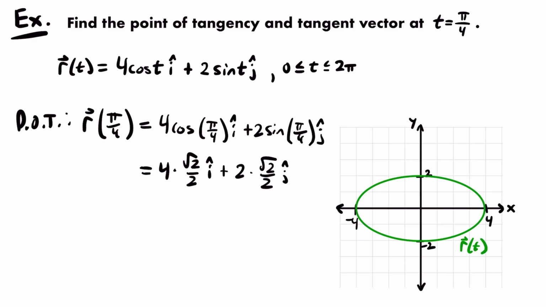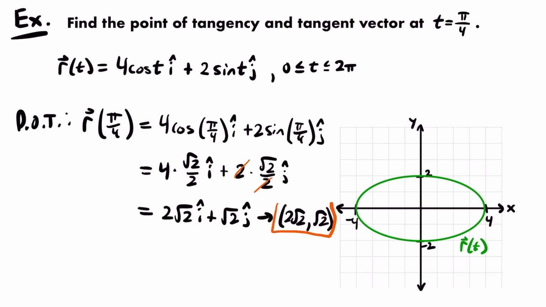Now simplifying, these 2's will cancel out, and 4 divided by 2 is 2. So we get a vector of 2 square roots of 2 times i plus the square root of 2 times j. So that is the vector that we get when we plug in this value of t into our vector function. And so the point of tangency will be the terminal point of this vector, which would just be a point with an x-coordinate of 2 square roots of 2 and a y-coordinate of the square root of 2. All right, so our point of tangency is (2 square roots of 2, square root of 2).